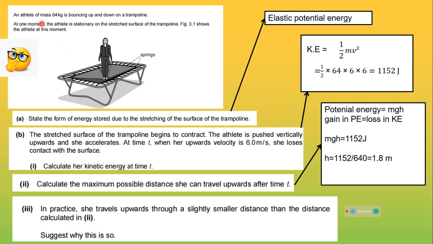Here an athlete of mass 64 kg is bouncing up and down on a trampoline. At one moment the athlete is stationary on the stretched surface of the trampoline. This figure shows the movement. State the form of energy stored due to the stretching of the surface of the trampoline. So it is elastic potential energy. The stretched surface of the trampoline begins to contract. The athlete is pushed vertically upward and she accelerates. At time t, when her upwards velocity is 6 meters per second, she loses contact with the surface.